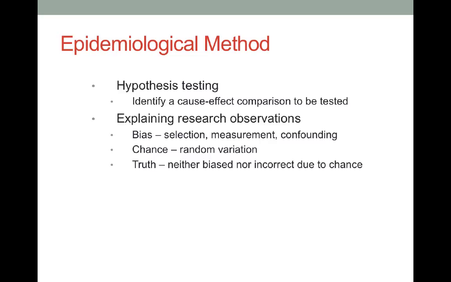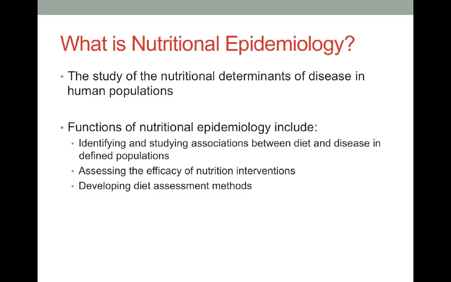So nutritional epidemiology is the study of nutritional determinants of disease in human populations. That seems pretty obvious. Epidemiologists work with other health professionals to identify the causes of disease and to propose strategies for controlling or preventing health problems. Nutritional epidemiology can be used to describe a community's health problems and to determine whether health is improving or getting worse. So that's really important because we have the ability to track populations over time.